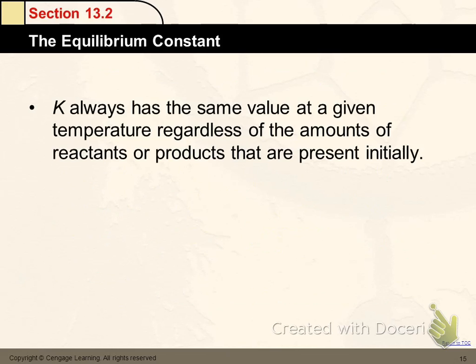Now, K always has the same given value at a temperature, regardless of the amounts of reactants that we're going to deal with. And this is very, very similar to what we dealt with in our last unit. The only thing that was able to change our rate constant was temperature. In our equilibrium unit, the only thing that's still able to change that value is the change in temperature.